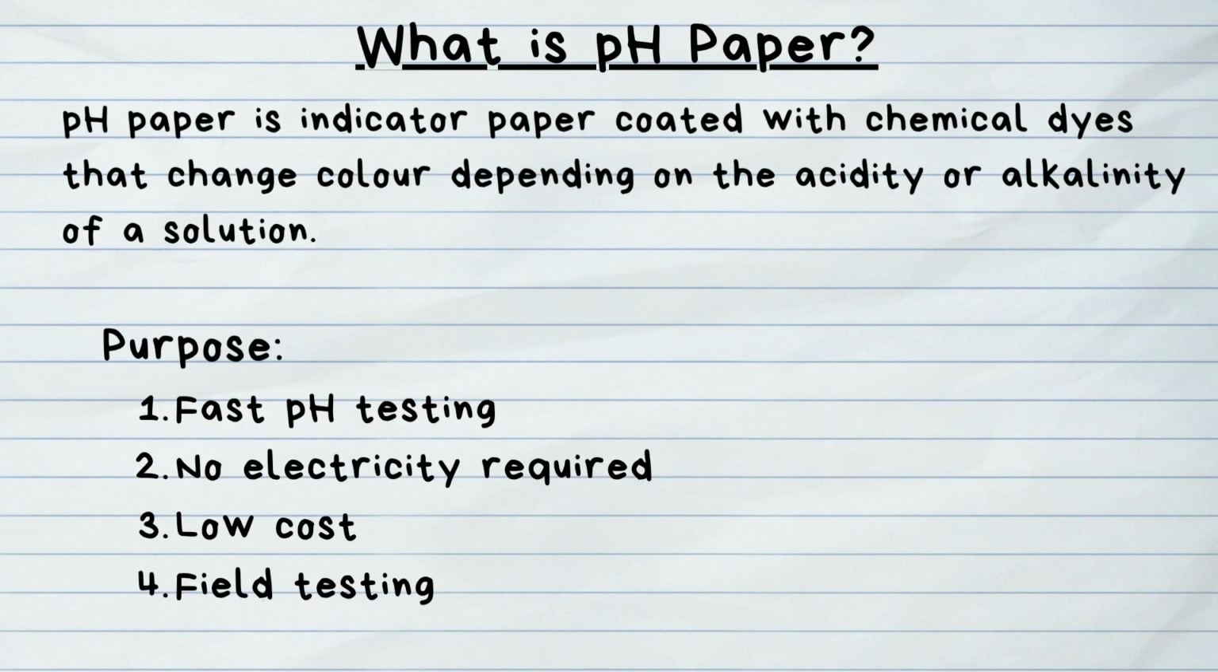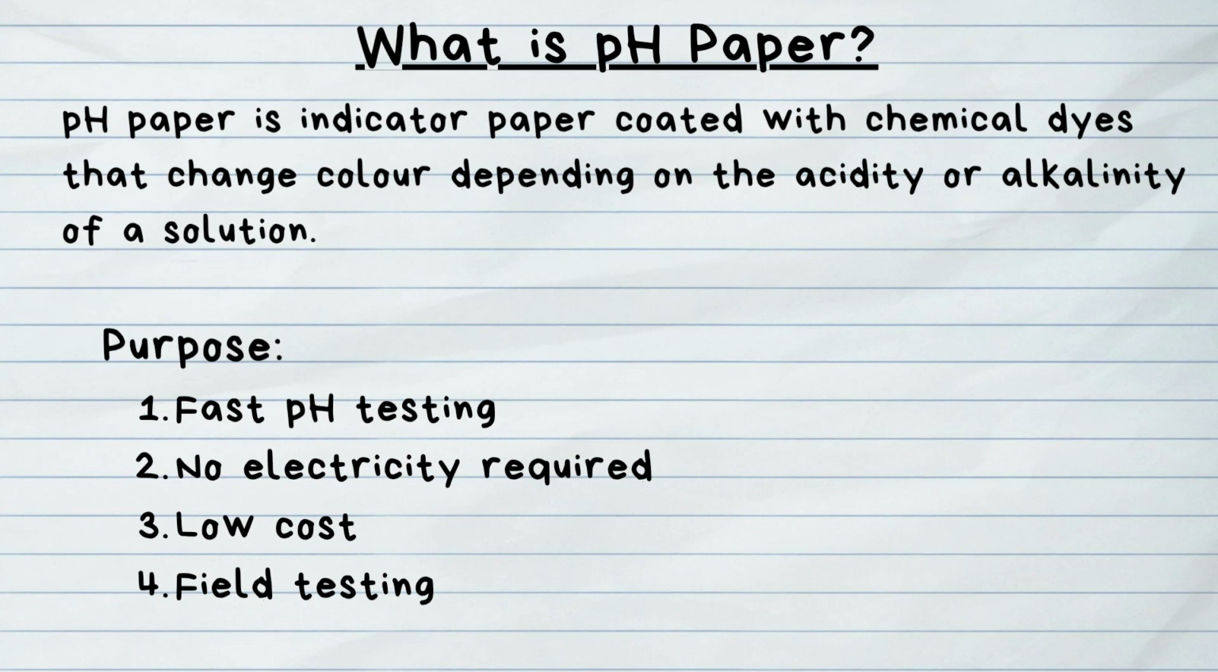Now here comes the real question. What exactly is pH paper? pH paper is a special indicator paper coated with chemicals called indicators. These chemicals have a very interesting property. They change color depending on whether the liquid is acidic or alkaline. Imagine this paper as a tiny science detective. It quickly tells us what type of solution we're testing.